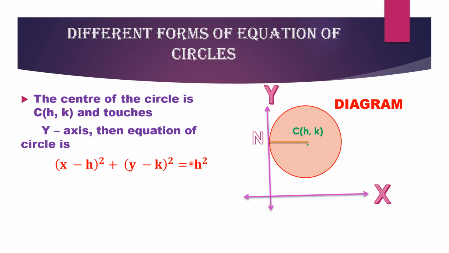Here the radius equals h, because the perpendicular distance from the center to the y-axis equals h. Therefore the radius equals h. The equation of circle is (x − h)² + (y − k)² = h².